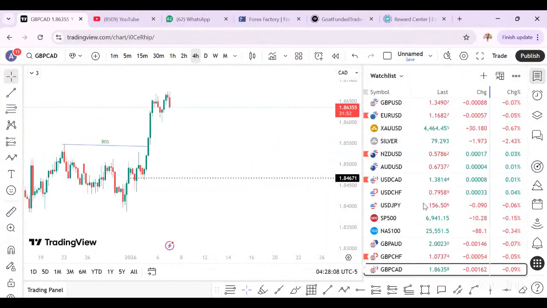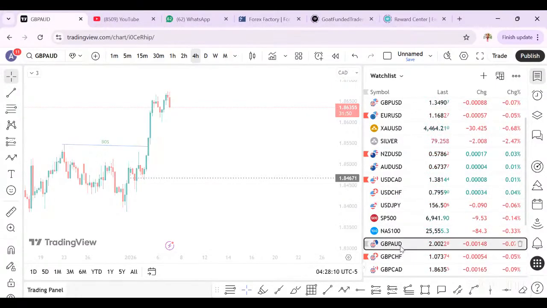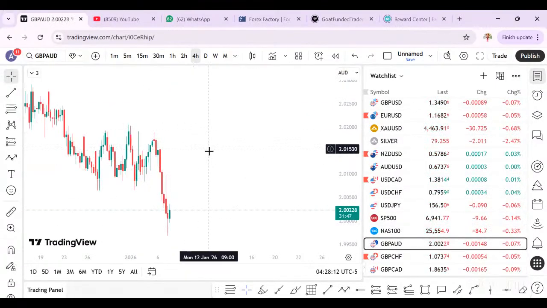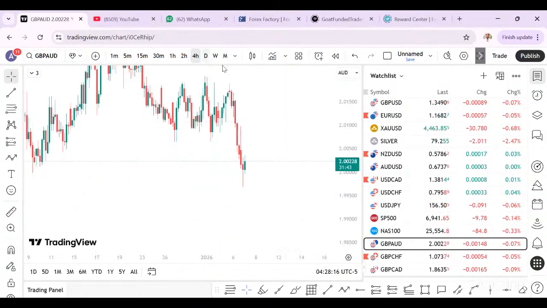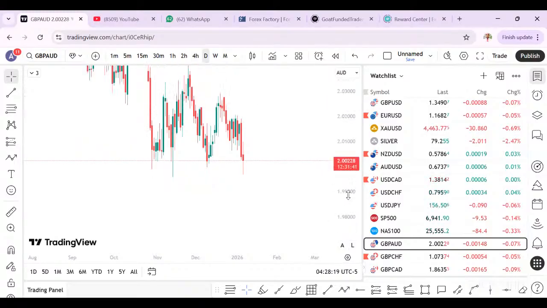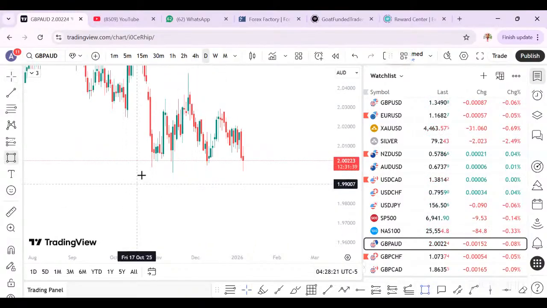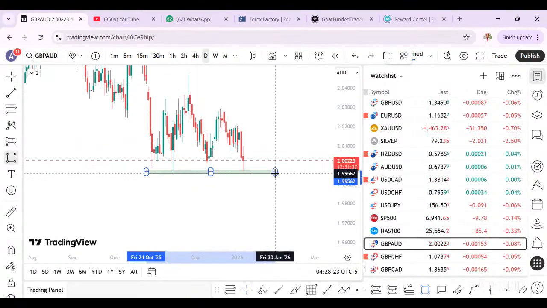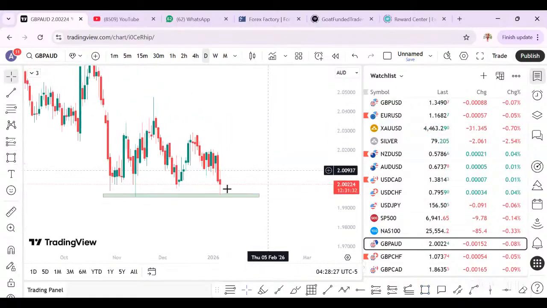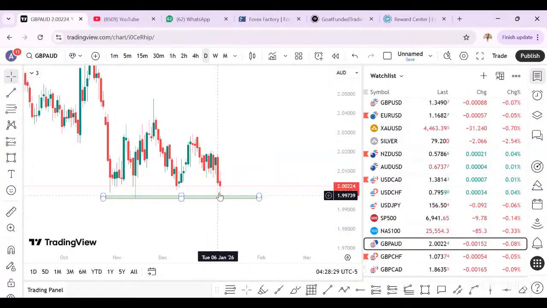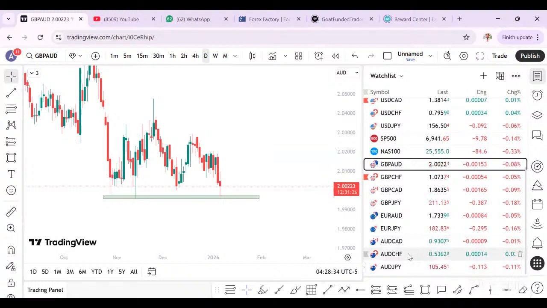GBP/CAD, we are bullish, right? GBP/AUD, we are bearish. Let's see the daily time frame. But we must be very careful, because when price gets to all this kind of low, you must be very careful. So for now, let's see what price does here. For now, I'm leaving this one.